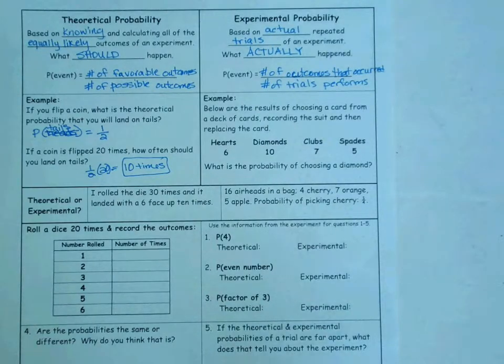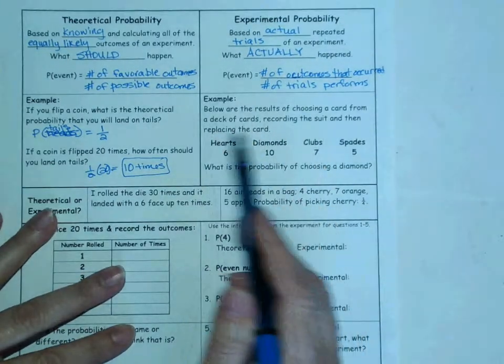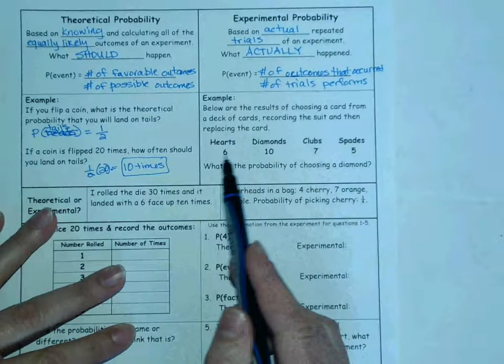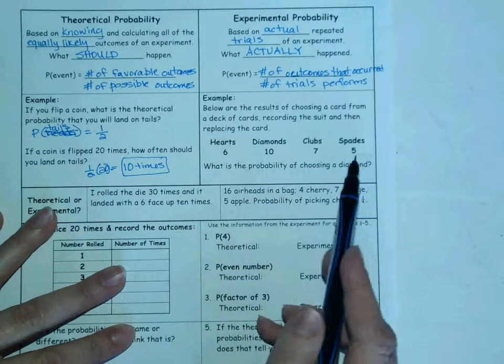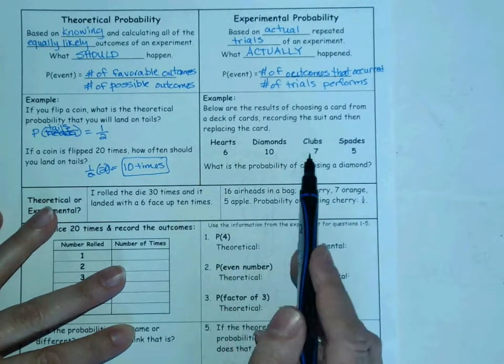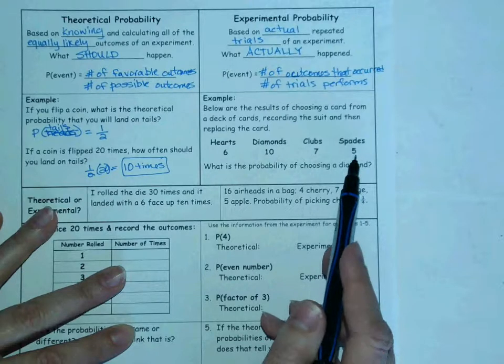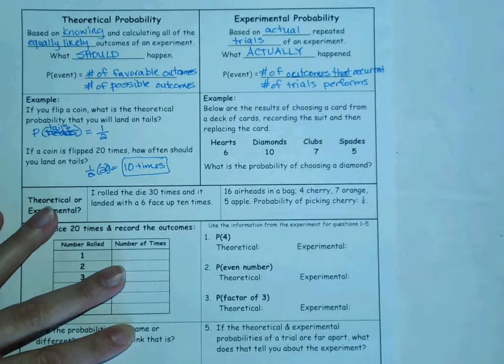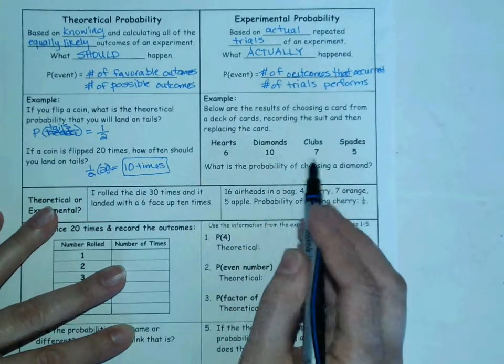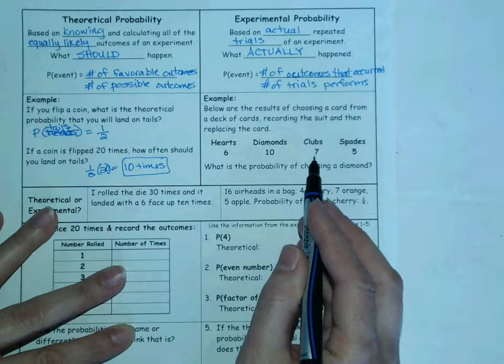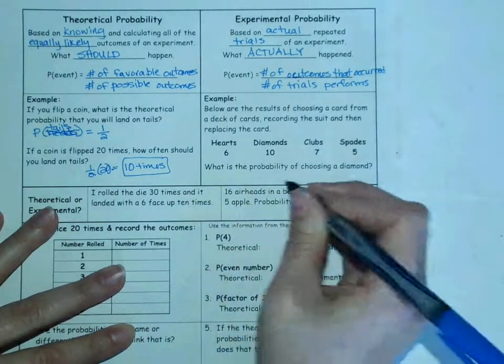So first thing you need to know is how many total times a card was chosen. It wasn't given to us here, so we have to look at our data. It was chosen 6 plus 10 plus 7 plus 5. So you need to add those up. 6 plus 10 is 16. 16 plus 7 is 23. 23 plus 5 is 28.